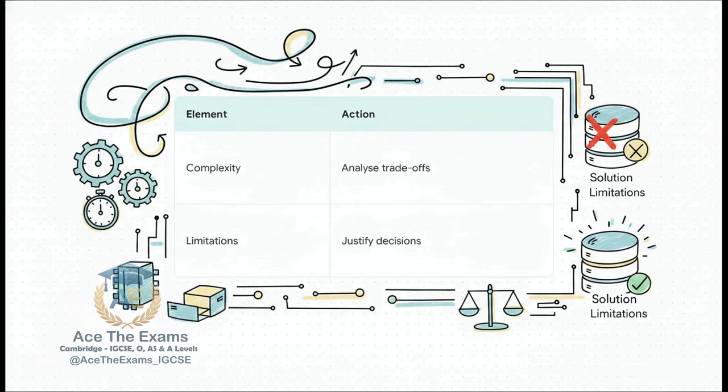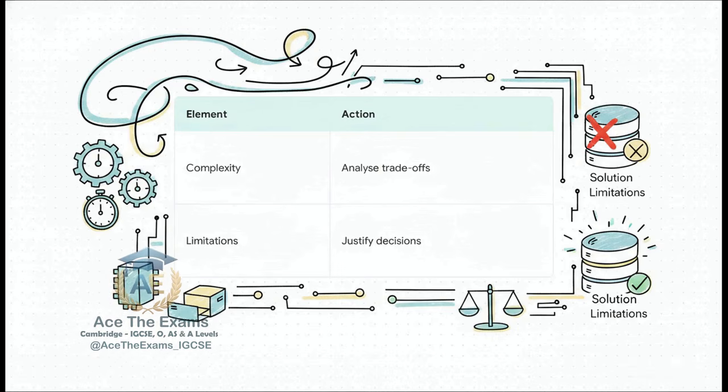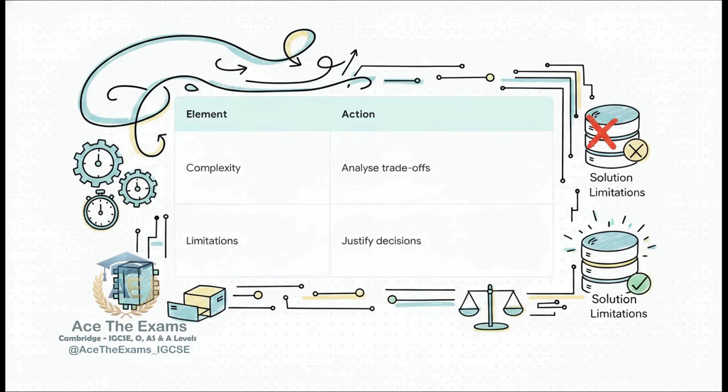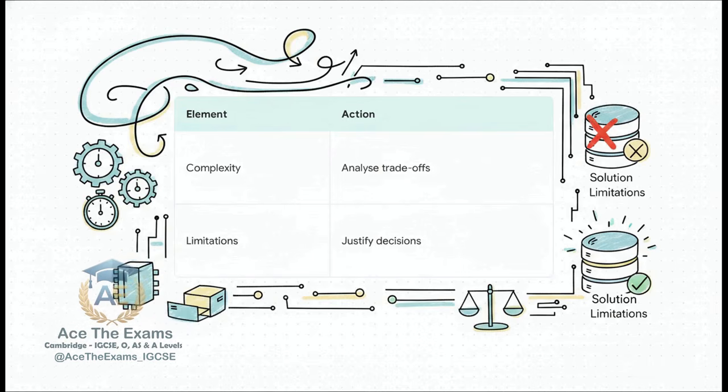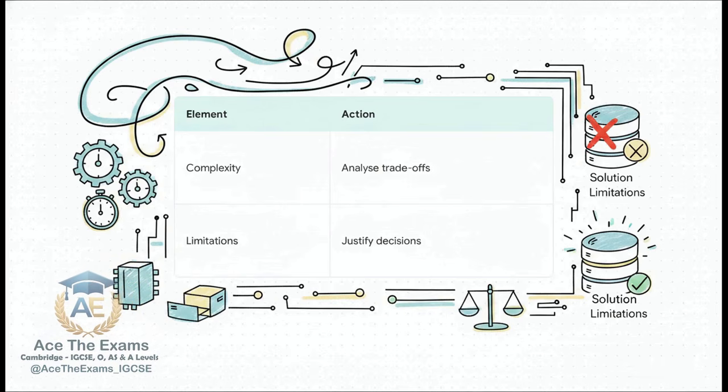For instance, does your nested select statement take way too long to run on a massive data set? Is it inefficient? You also need to identify solution limitations. Is there a scenario where your proposed DDL structure might break or fail? You must acknowledge that there are multiple ways to solve the problem, compare those solutions, and then justify your final decisions with concrete evidence. It's all about showing that high-level critical thinking.